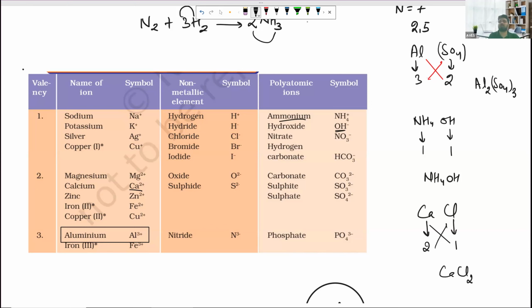Harshit, did you understand how to write the chemical formula of the compound? Harshit, are you there? Yes, sir. You understood?